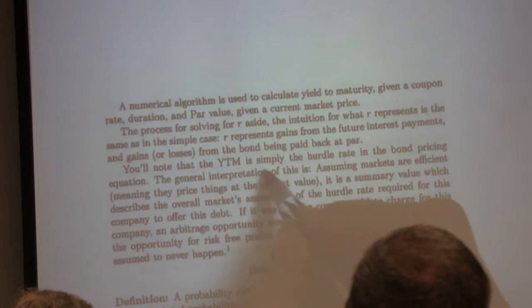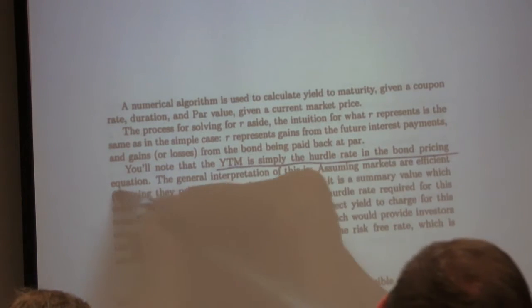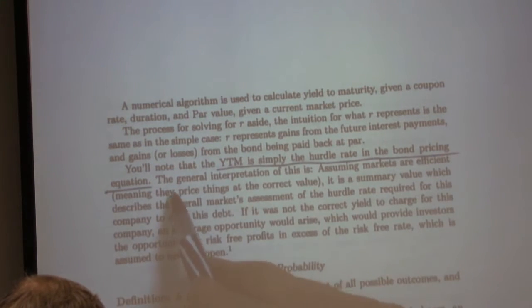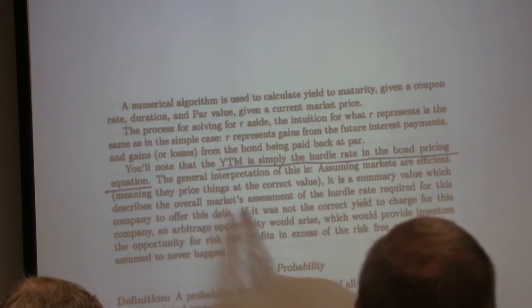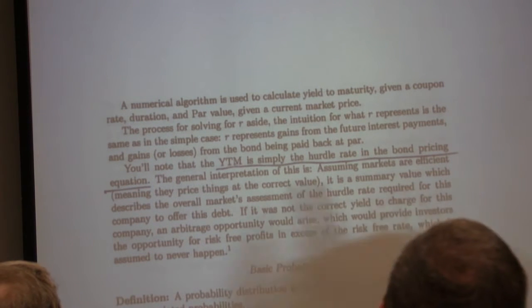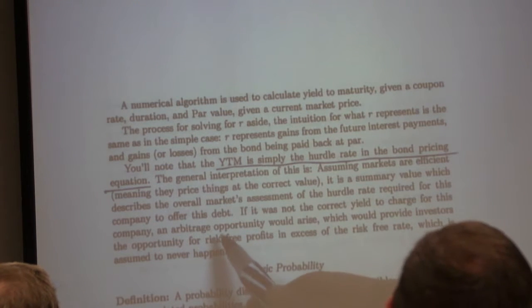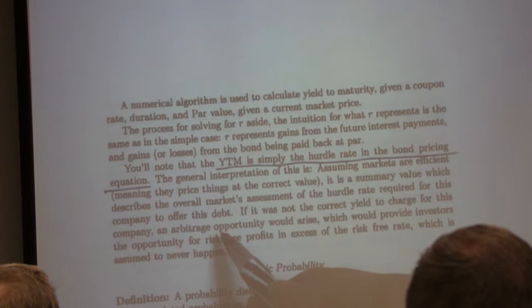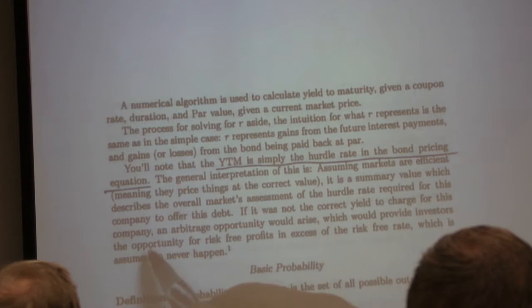You'll note that the yield to maturity is simply the hurdle rate in the bond pricing equation, right? And so this is the general interpretation. Assuming that markets are efficient, meaning they price things at the correct value, what price represents is a summary value that describes the overall market's assessment of the hurdle rate required for this company to offer this debt. So there's a lot of information packed into this yield to maturity measurement, right?